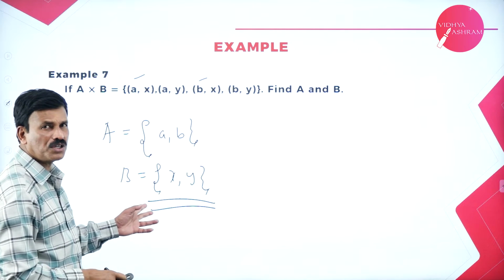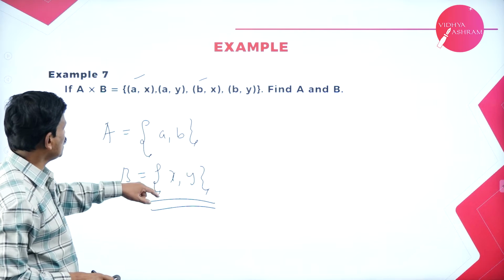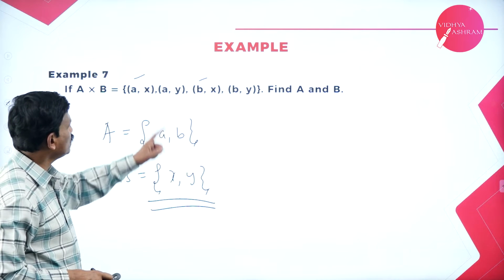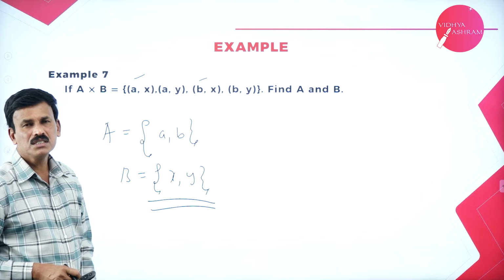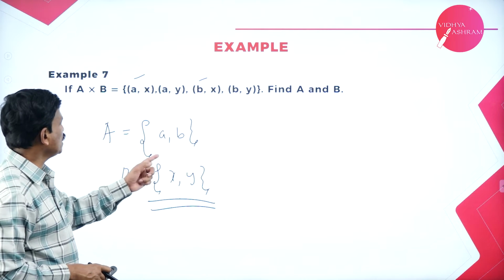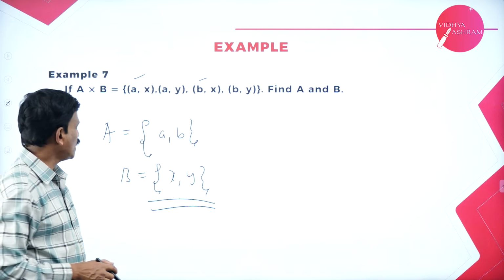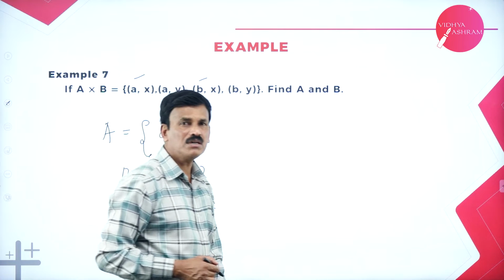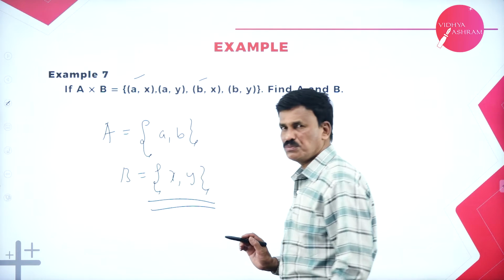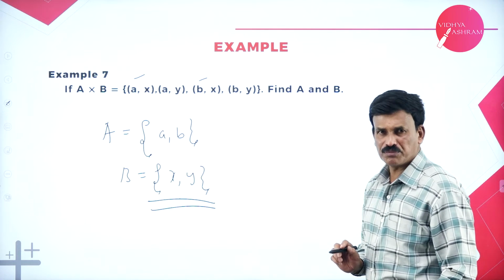If you write the Cartesian product of this, A cross B is equal to A comma X, A comma Y, B comma X and B comma Y, you will get the same value. So therefore A is equal to A comma B and B is equal to X comma Y. Hope you followed. Important for 1 mark.